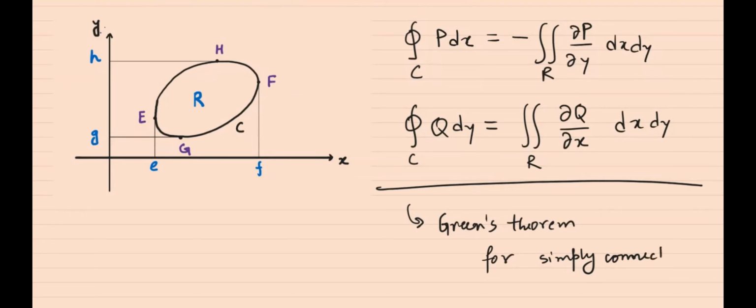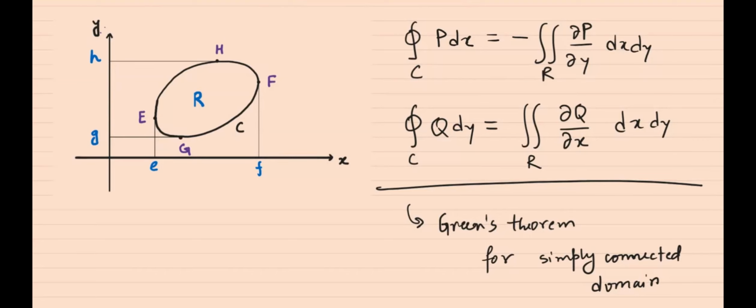So this is kind of the first part of the proof, okay? But we are not done yet. We have exclusively proven this formula for a case where the region we are considering can only be intersected by the parallel lines at least once, but at most twice.